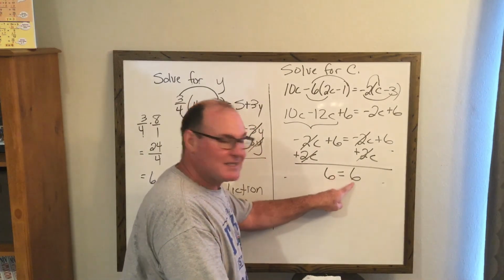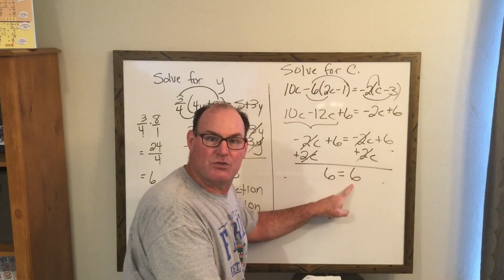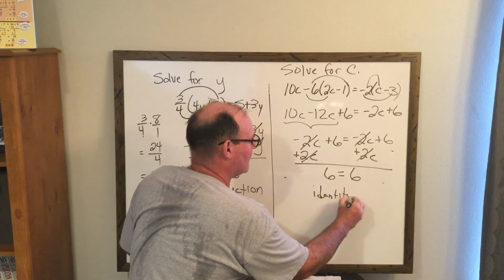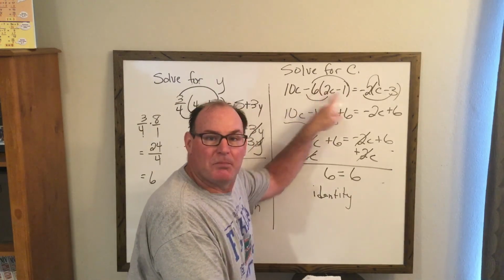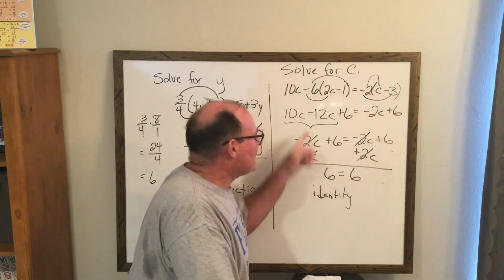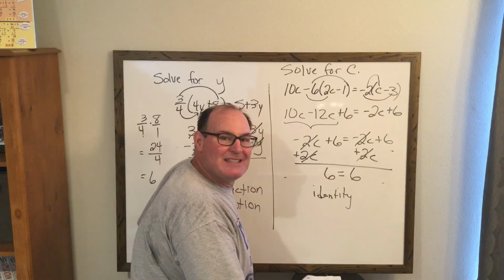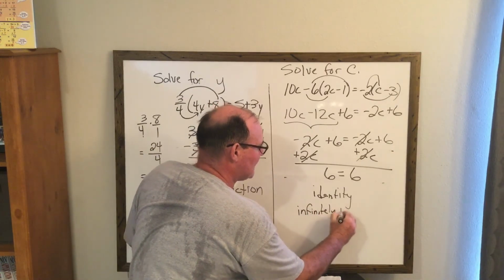6 equals 6. Is that a true statement? Indeed it is. 6 is equal to itself. What this is called is an identity. And what that means is that it doesn't matter. You can plug in any value for c and you're going to get a true statement. And so when you have an identity, there are infinitely many solutions.